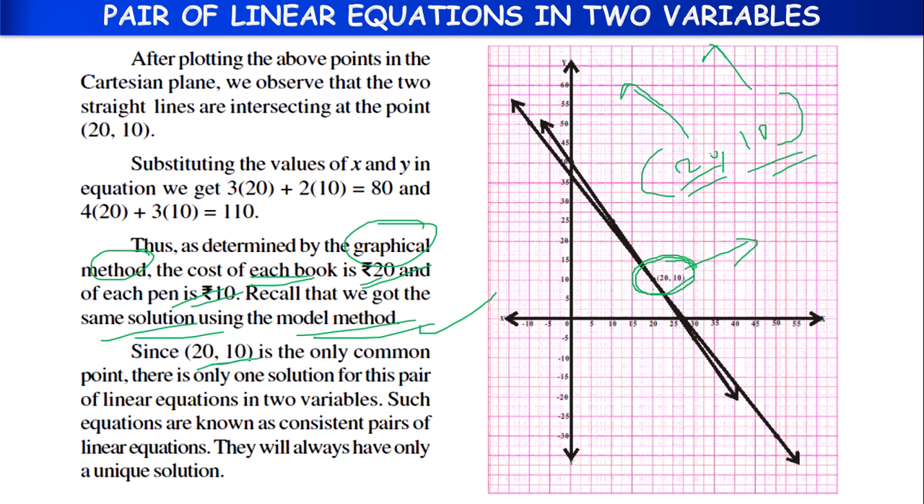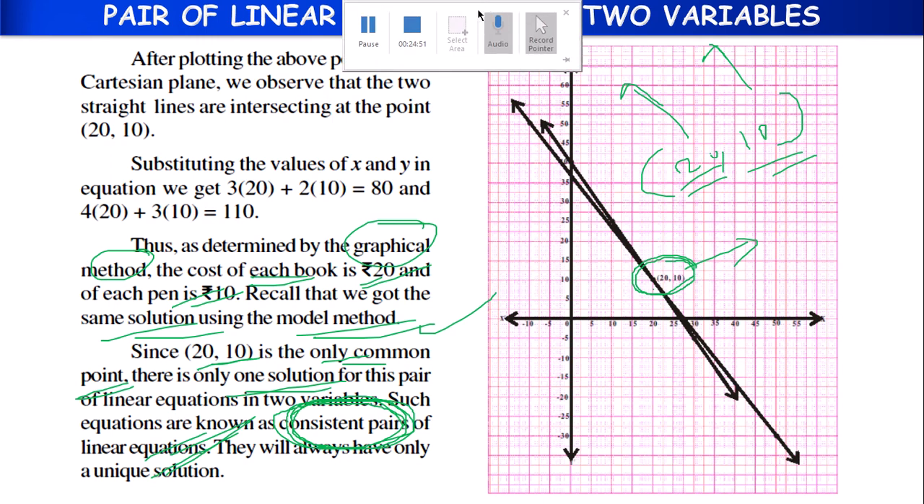So (20, 10) is the only common point for these two lines. So these two equations will have only one solution. These two are called a consistent pair of linear equations, because they will always have one unique solution. So they are called consistent.